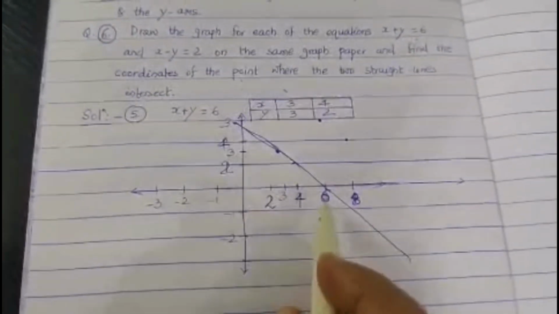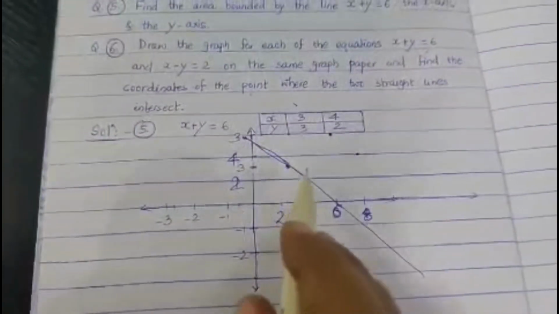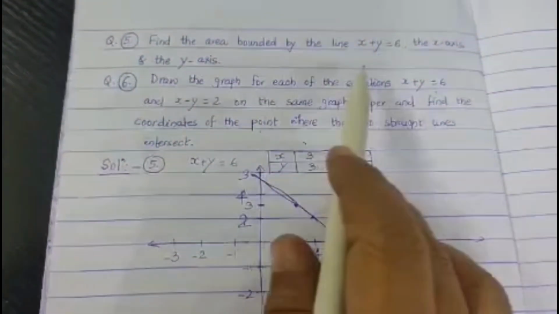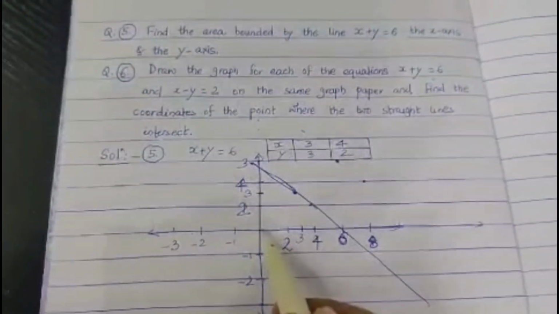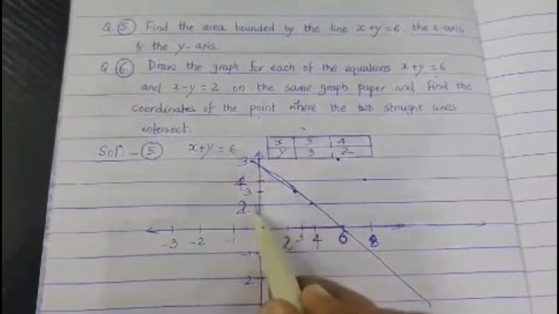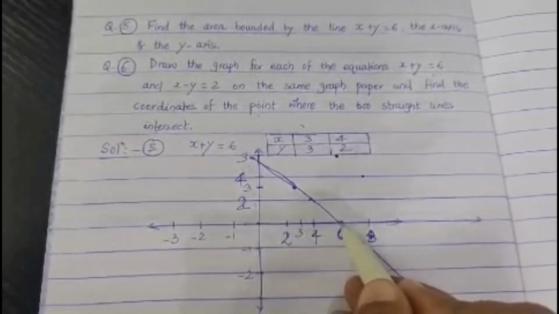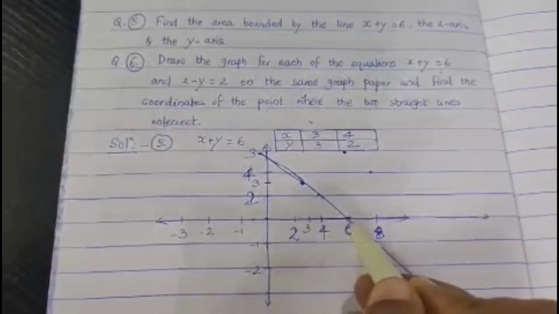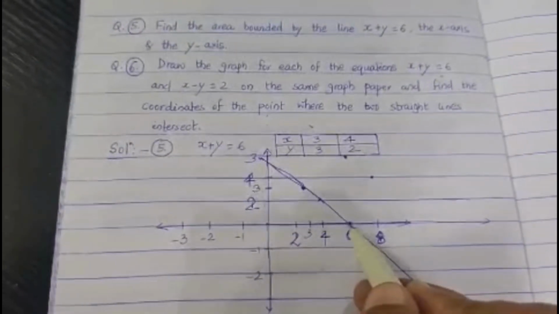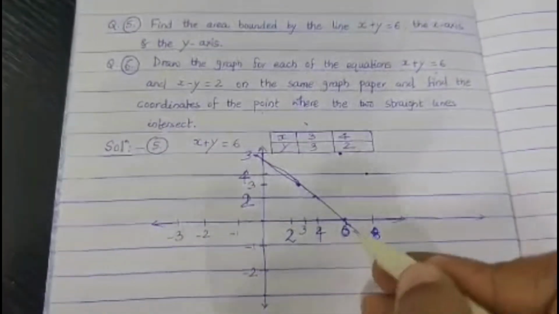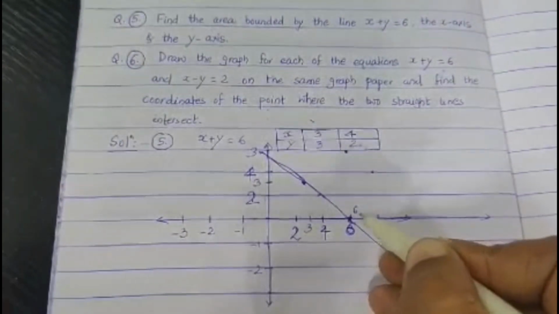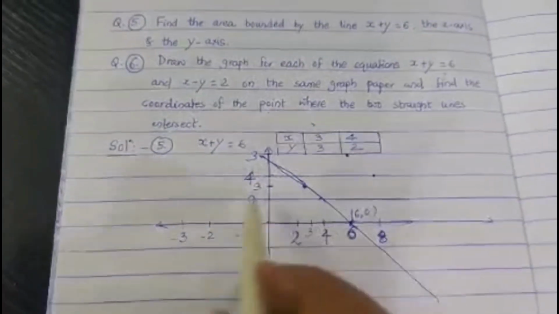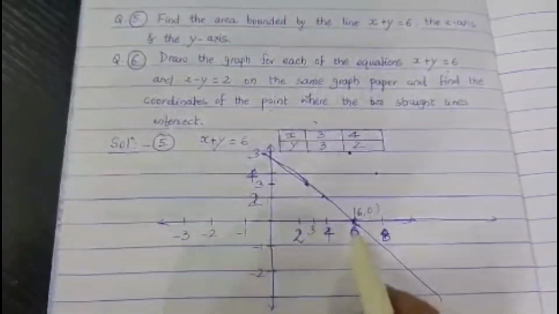Now the values cannot be exact. We will find it through the equation also. Area bounded by the line, the x-axis and the y-axis. So the x-axis will be like this, y-axis will be like this. Where this graph will cut the x-axis is not clear from the graph, but we can find it. Put y equal to 0. So x equal to 6. So this will be 6, 0. This is the correct value, so the graph is also correct. We can see from here, if y equal to 0, x equal to 6.